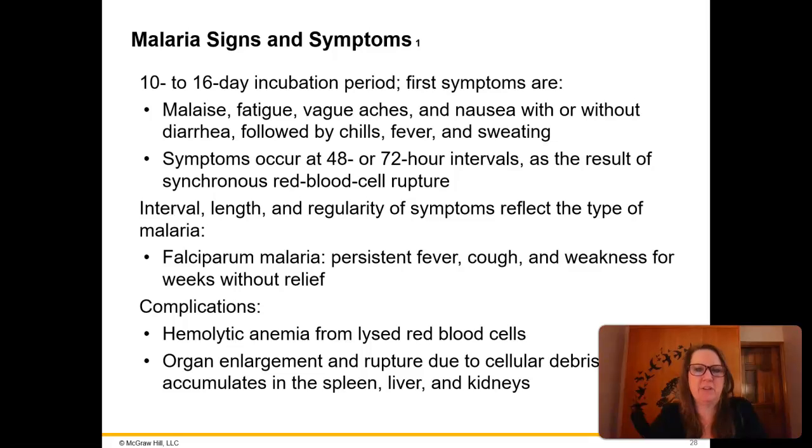Signs and symptoms: there is an incubation period. At first, you're going to feel really tired, really awful. Maybe you're coming down with the flu: chills, fever, sweating. And as I mentioned, there's this 48 to 72 hour interval where the symptoms correlate with that massive reproduction of the merozoites. It's important to get diagnosed quickly.